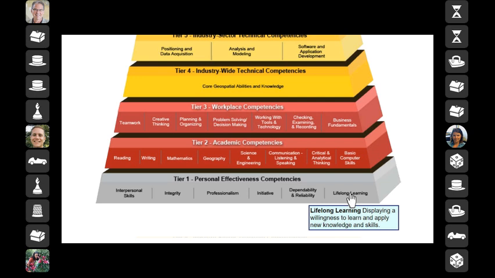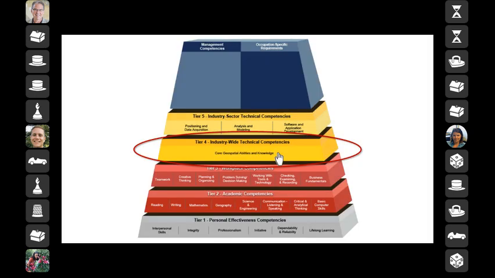Tiers 1 through 3, called foundational competencies, specify general workplace behaviors and knowledge that successful workers in most industries exhibit. Tiers 4 and 5 include the distinctive technical competencies that characterize the geospatial industry and its sectors. Tier 4, the industry-wide technical competencies, includes 43 examples of critical work functions that many geospatial professionals will be expected to perform during their careers.